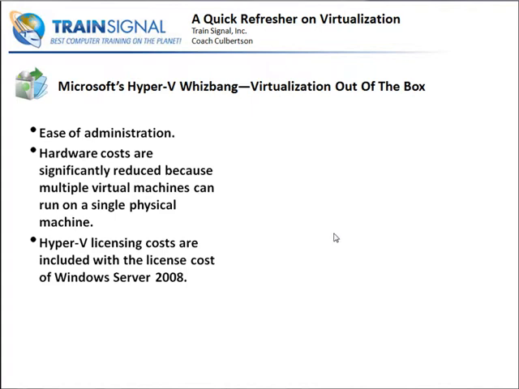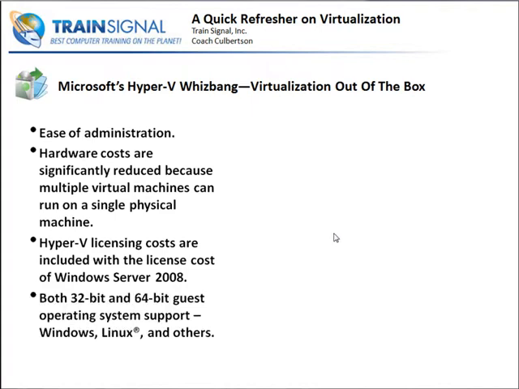I'm going to talk to you a little more about licensing and versions in just a few minutes, but before we do that, the nifty thing is that both 32-bit and 64-bit guest operating systems are supported, so we can actually run a Windows Vista client in Hyper-V. We can also run a Linux server in Hyper-V, and there's also others that are in the mix as well.